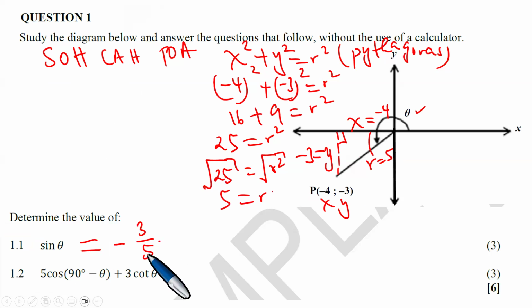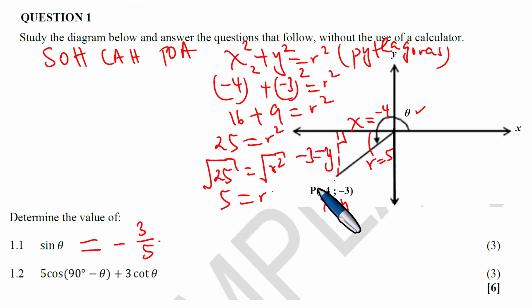Any question, Paul? Definitely, exactly the way we did it, because they expect you to use Pythagoras. And what is Pythagoras? Pythagoras is simply x squared plus y squared equals r squared. When do we use Pythagoras theorem? We use Pythagoras theorem when we want to find the third side of a triangle.